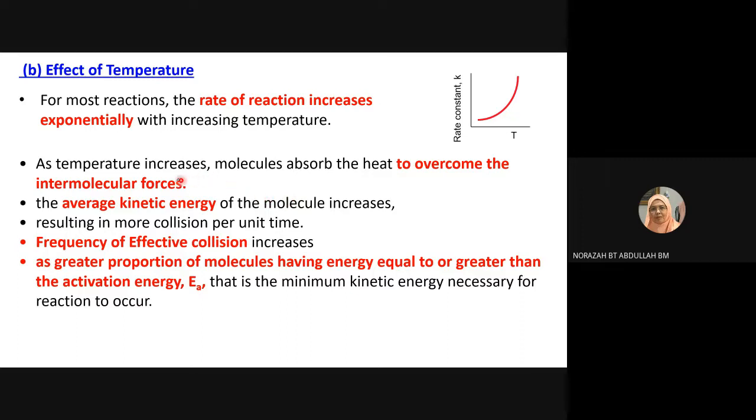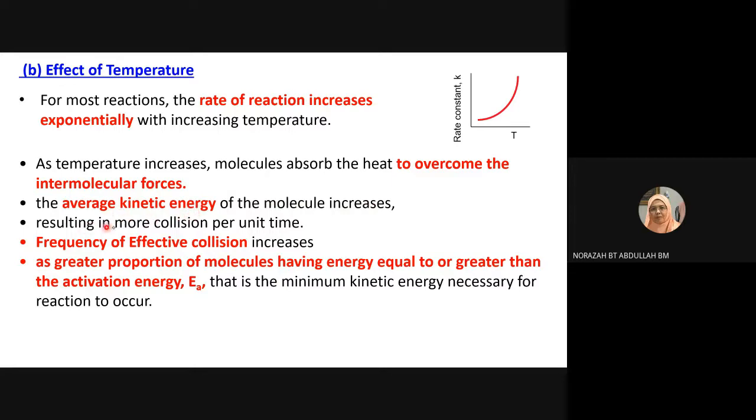So what happens when temperature is increased? Molecules will absorb the heat given. The heat is to overcome the intermolecular forces of attraction that holds the molecules together. Then the average kinetic energy of the molecules will increase. You're going to mention average kinetic energy.